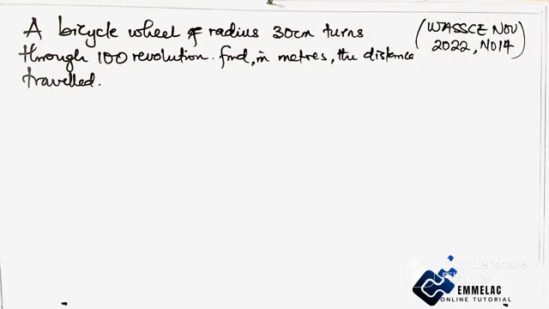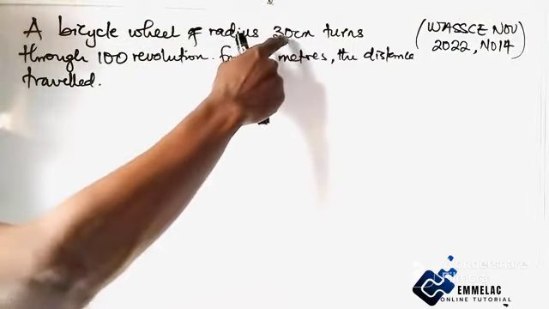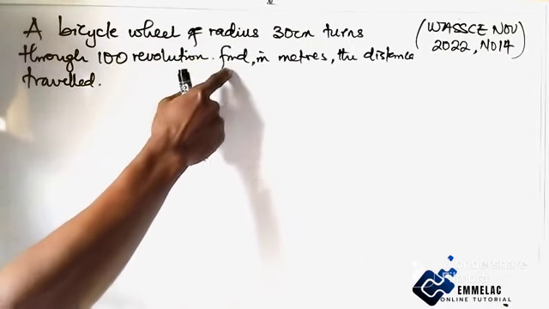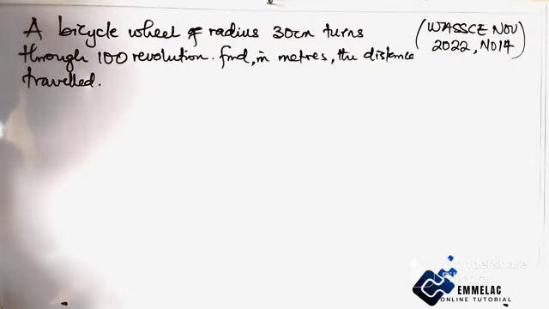Welcome to Milak Online Tutorial, and before us is question number 14 of the WASSCE November-December 2022 mathematics paper. It says that a bicycle wheel of radius 30 centimeters turns through 100 revolutions. Find, in meters, the distance traveled. Now, this is just a simple question.